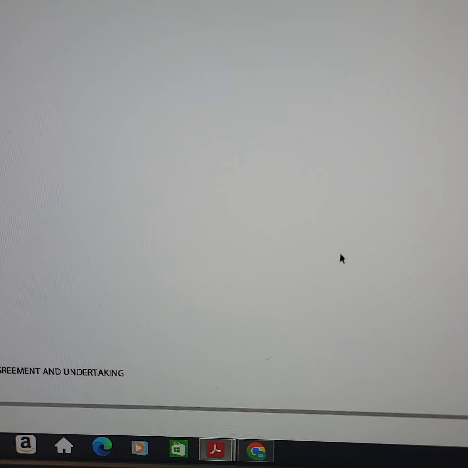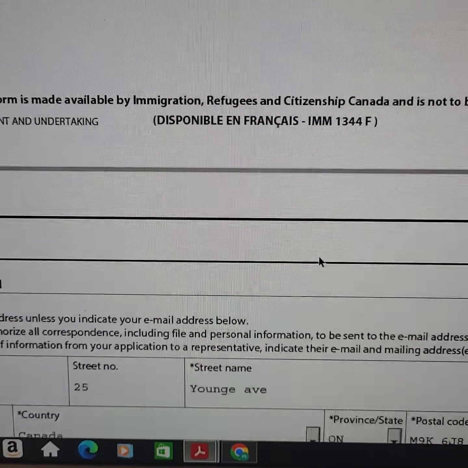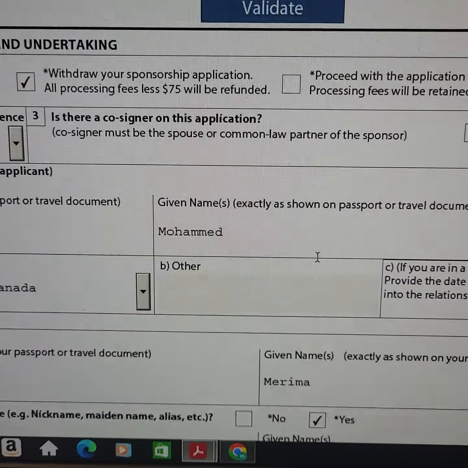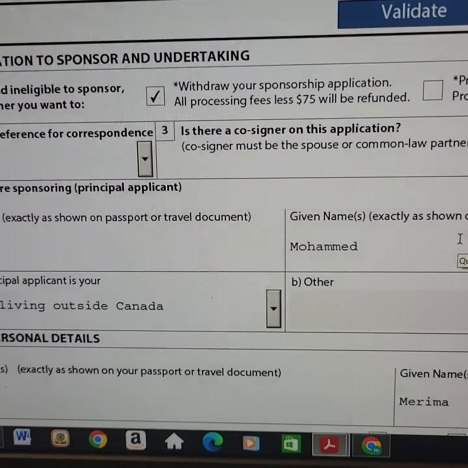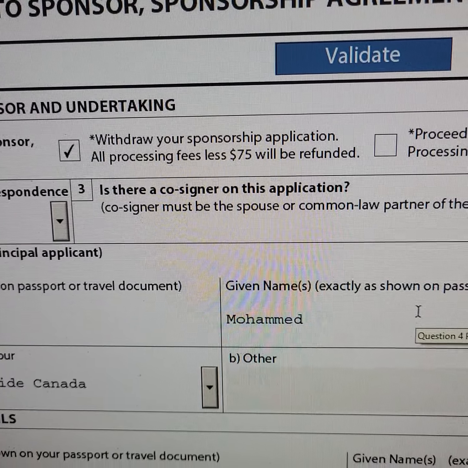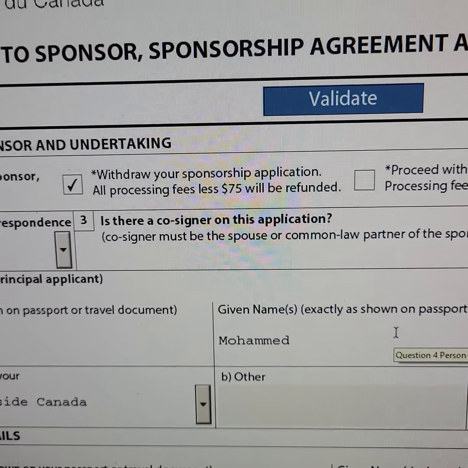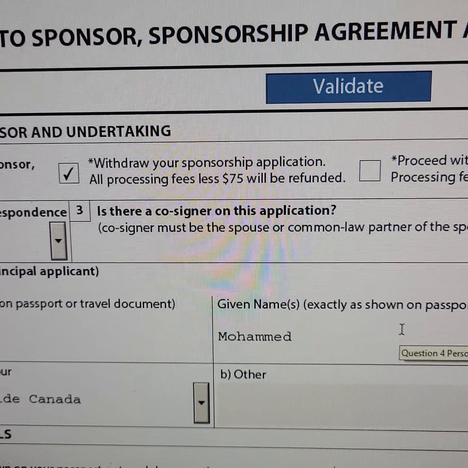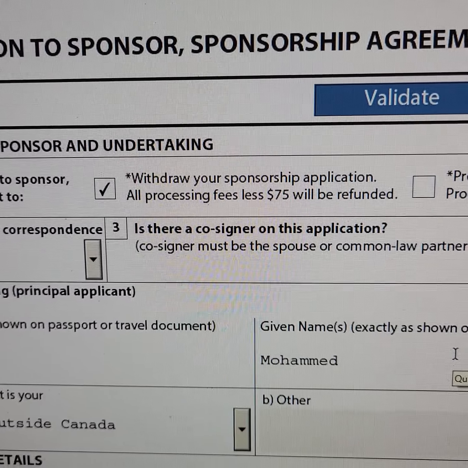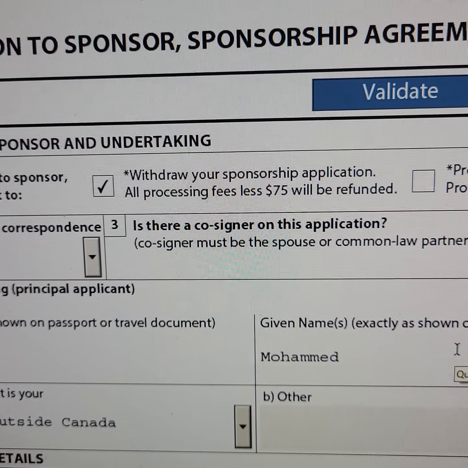Now this is the form that I already filled out, and we will start from the top. The form is pretty simple. It's self-explanatory, so there is not much to do. And this is the form that will be filled out by the sponsor. So the person that's actually from Canada will have to fill out this form.